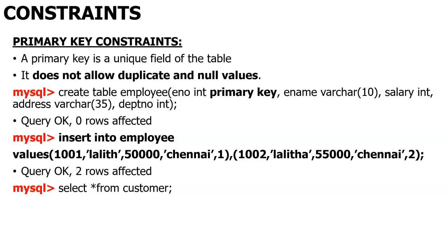When you create a table, you will be mentioning a set of attributes, and there you have to mention which is the primary key. Can you see this example: create table employee? Employee is your table name, and the attributes are e-number, e-name, salary, address, and department number. After mentioning your attributes, you have to mention the data types for the attributes.